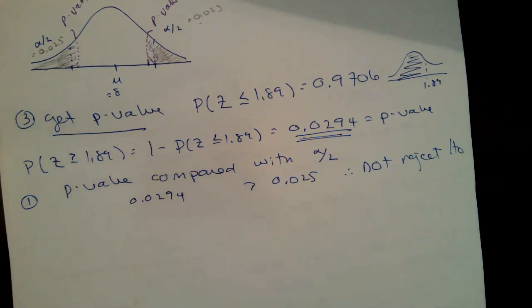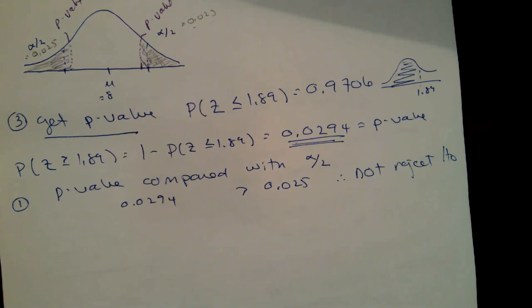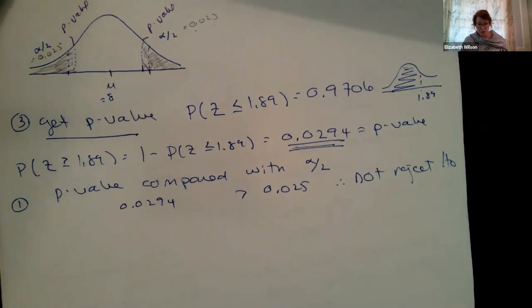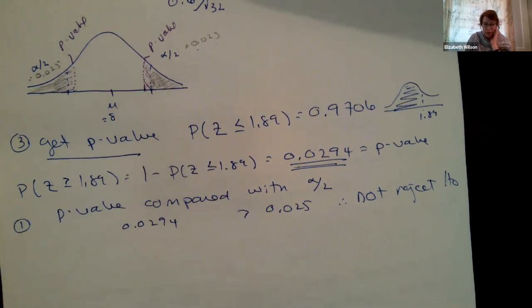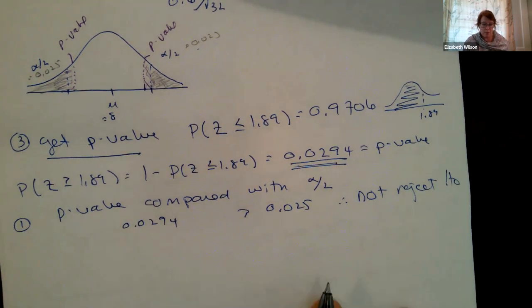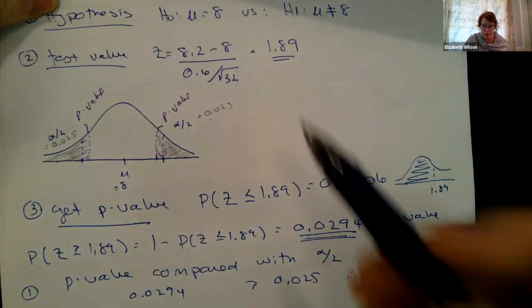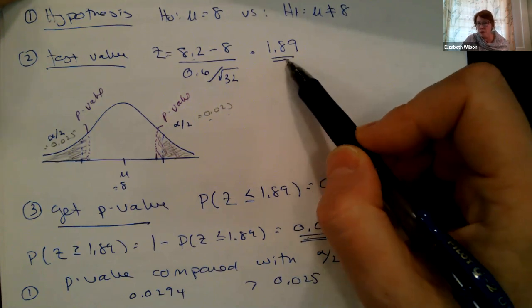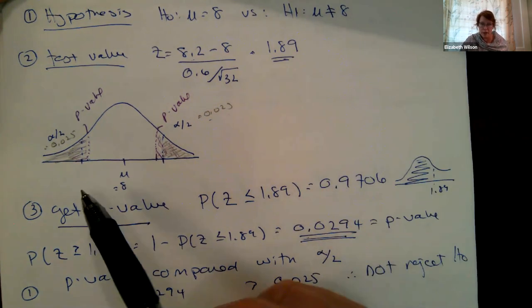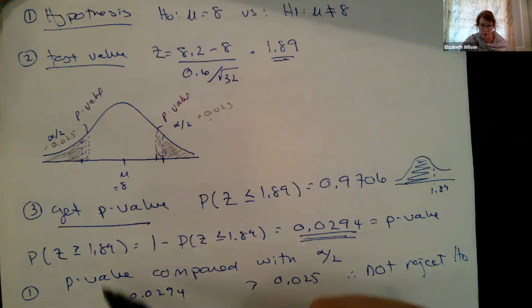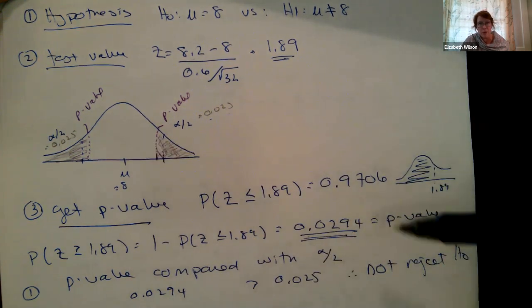Why do we use the p-value of when z is greater than or equal to 1.89 instead of, I suppose, I could have used the lesser one. This would be a negative z value. So what happened was, when we calculated our test value, it was a positive. And it's true that there's symmetry, so I could have gotten the negative. I could have found the z value and made it negative. It would have been 0.0294.